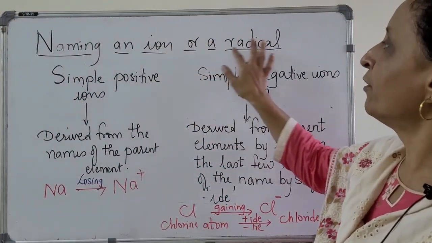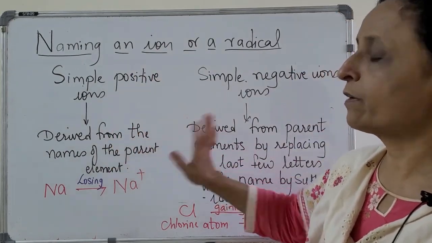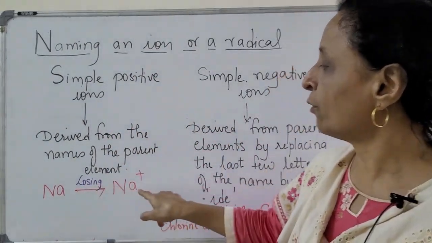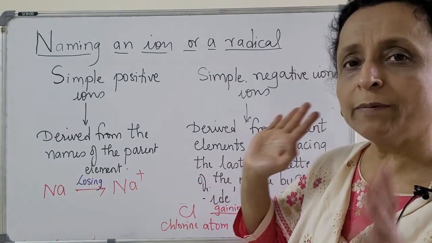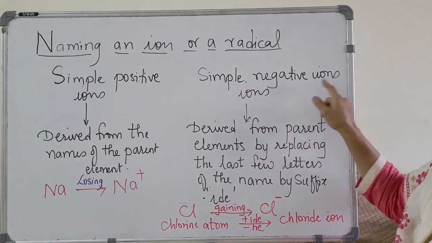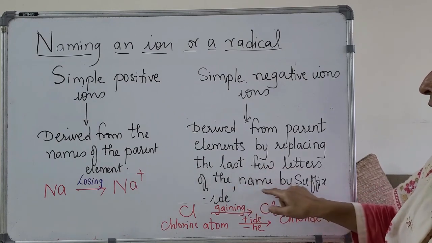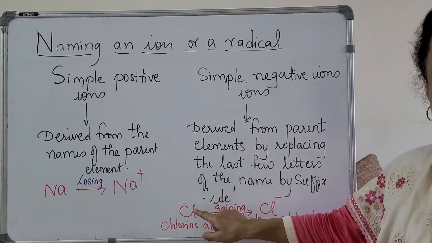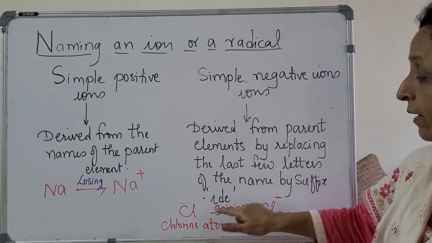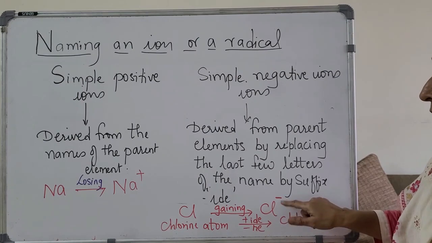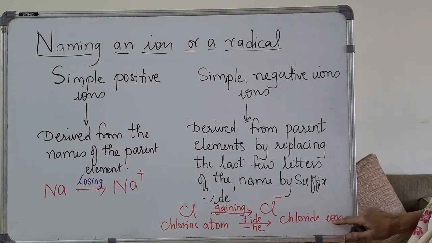Now, naming an ion or a radical. Simple positive ions derive from the names of their parents. Sodium, sodium ion. Sodium becomes an ion by losing the electron. So it has become a sodium ion. Now simple negative ions derive from the parent elements by replacing the last few letters of the name by the suffix ide. The example: chlorine. When it has gained electrons and become a negatively charged ion, then it becomes a chloride ion.